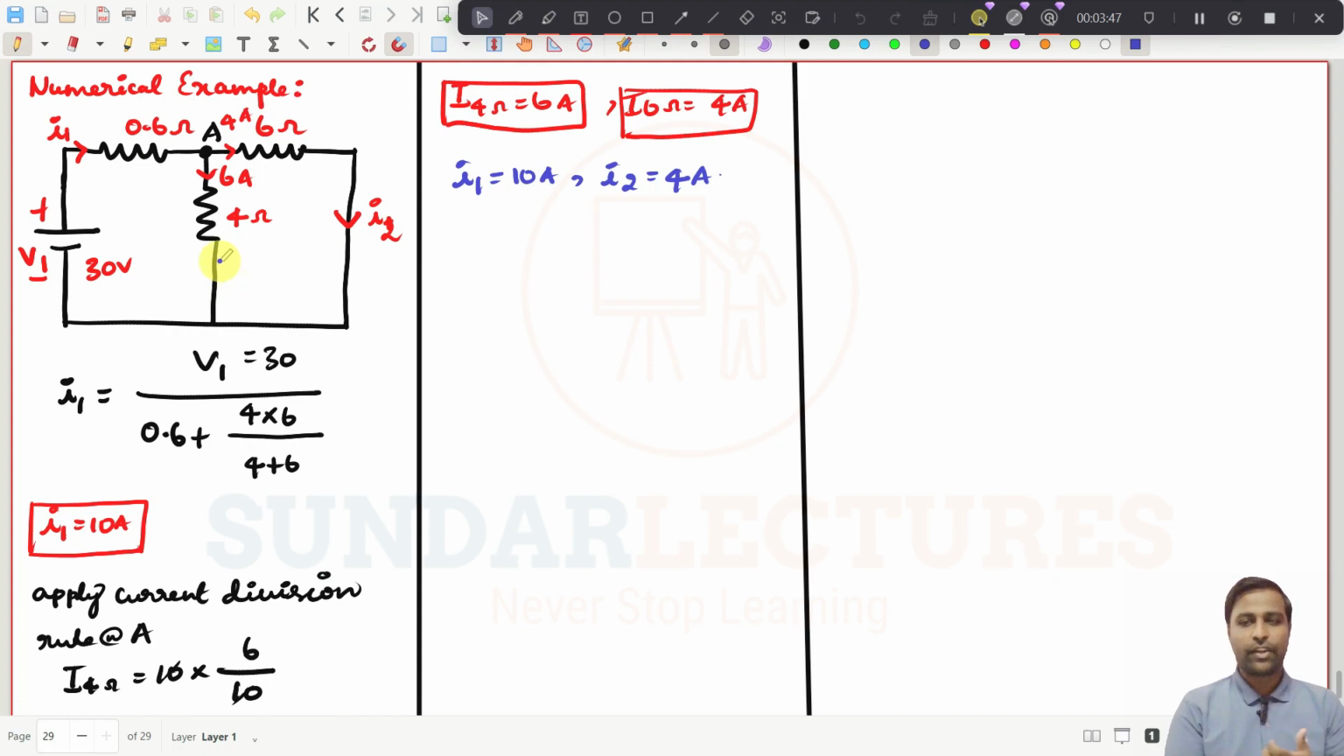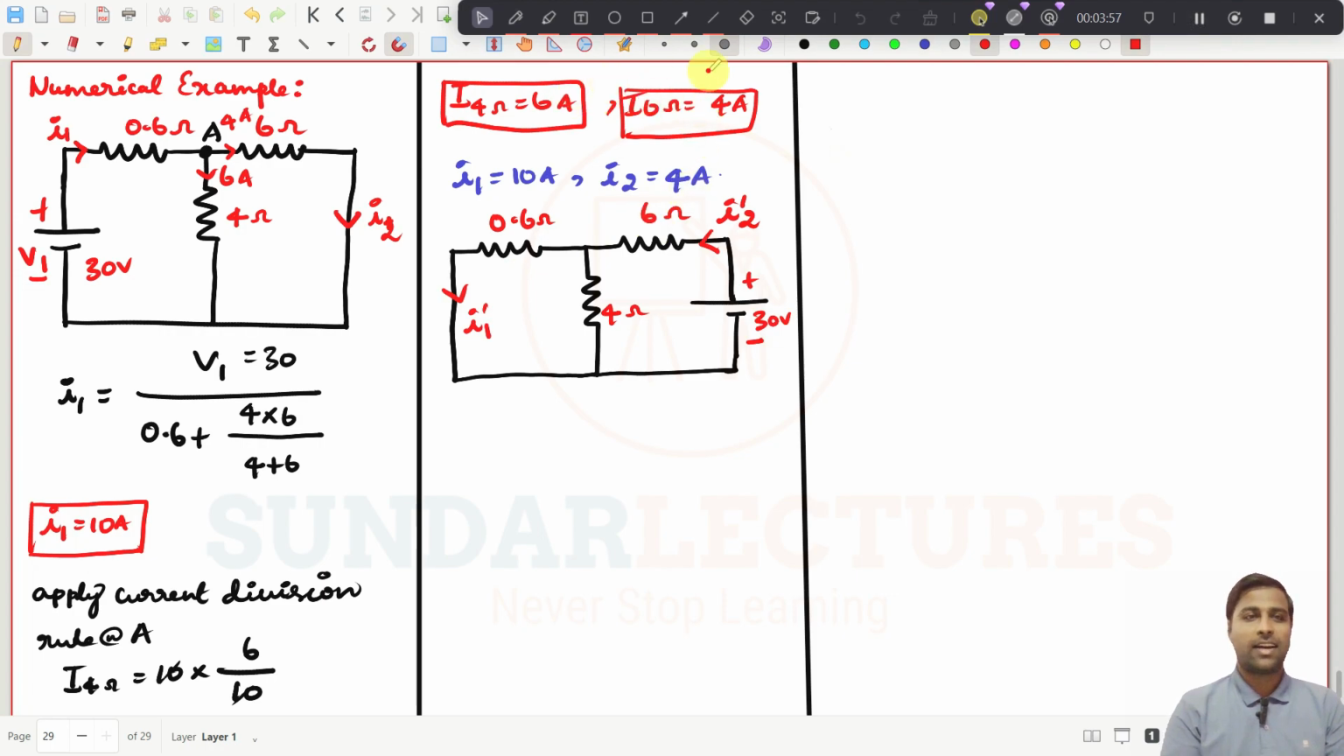Now what I will do is redraw this circuit by placing this voltage source here. See, I have drawn this diagram now. So I just replaced the voltage to this side. That is what I have done. Now this is I2 dash and this is I1 dash, right? This is what I have done now.